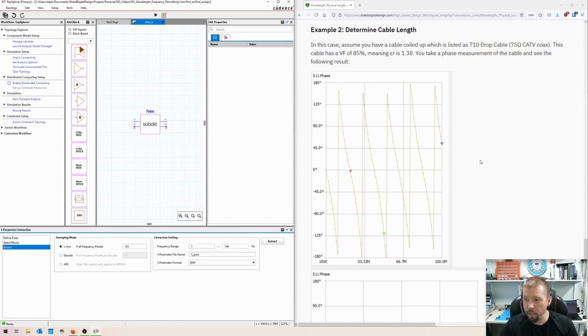Say we have a reel with this cable on it. We don't know the length. We do know what type of cable it is. It's got a velocity factor of 85%, but we'd really like to know what the length is without having to unwind the cable and actually measure it.